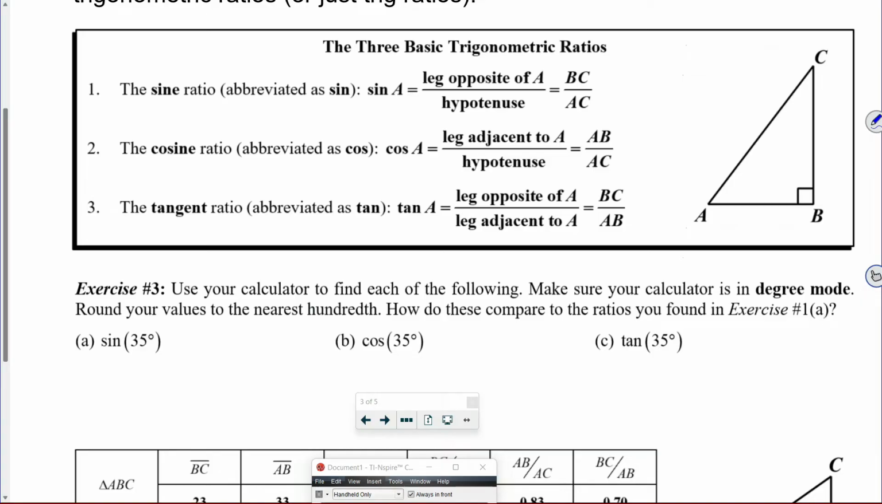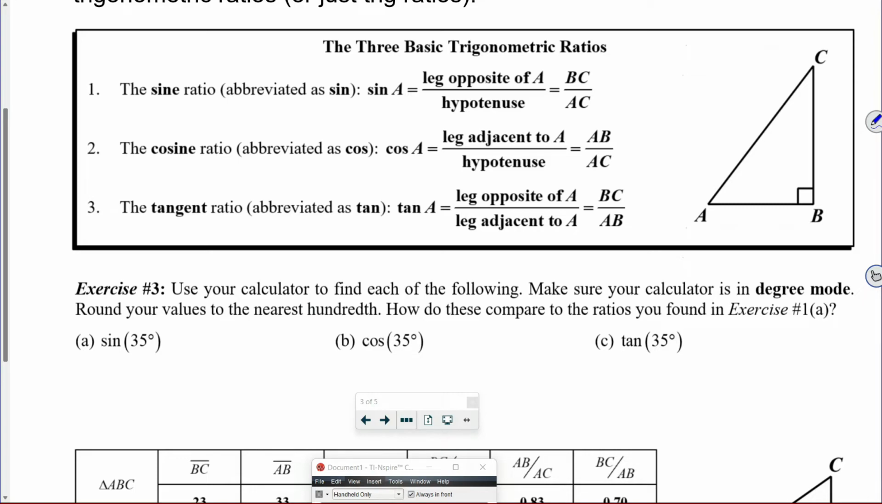We have the cosine ratio, abbreviated as COS. Some people will say cos A. Most of the time, you just want to say the cosine of A is equal to the leg adjacent to A divided by the hypotenuse, which is AB divided by AC in our diagram.